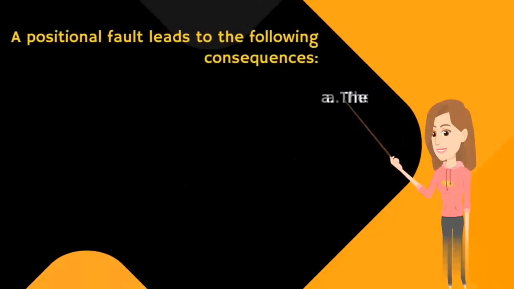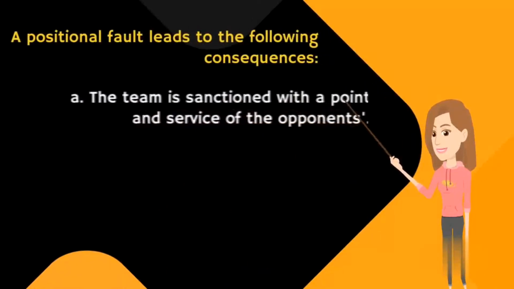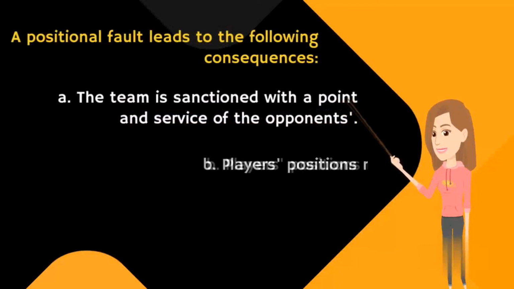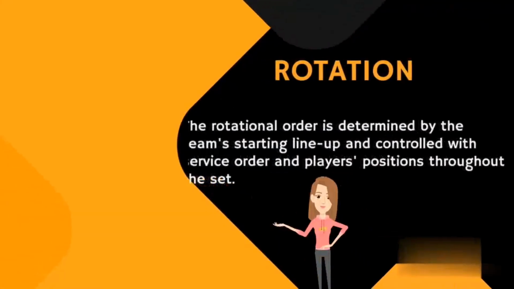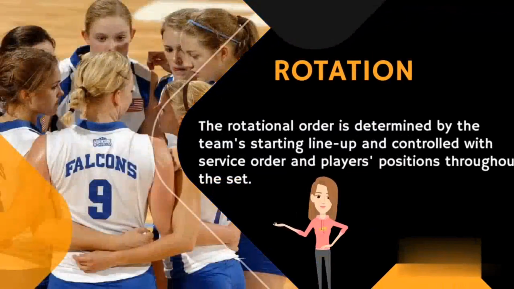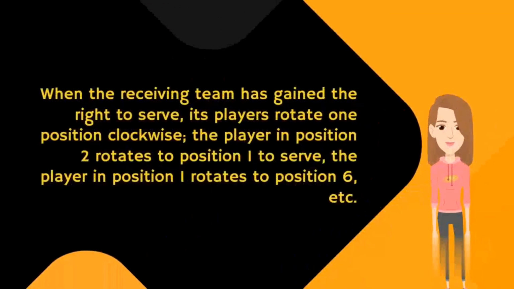A positional fault leads to the following consequences. First, the team is sanctioned with a point and service to the opponent. Second, players' positions must be rectified. Rotation. The rotational order is determined by the team's starting lineup and controlled with the service order and players' positions throughout the set. When the receiving team has gained the right to serve, its players rotate 1 position clockwise. The player in position 2 rotates to position 1 to serve. The player in position 1 rotates to position 6, and so on.